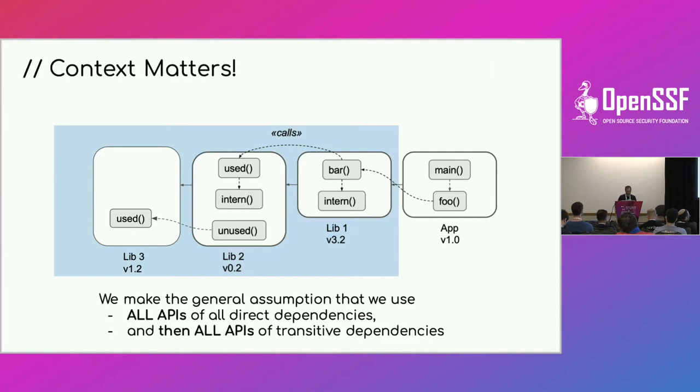And what it really shows is that context really matters. Because the assumption we're using when we analyze package data or metadata is that we are explicitly making the assumption that we're using all APIs of direct dependencies, and then all APIs of transitive dependencies, which doesn't really make sense in real life, because usually if you have a library with 20 APIs, we might use 5 of them. Or in other cases, if it's a very important library, we might be using 80% of the API. But thinking about what APIs are being used and then further seeing what it goes down to in the transitive dependencies is really important, because that's also where we can eliminate a lot of the false positives when it comes to doing analysis in dependencies.